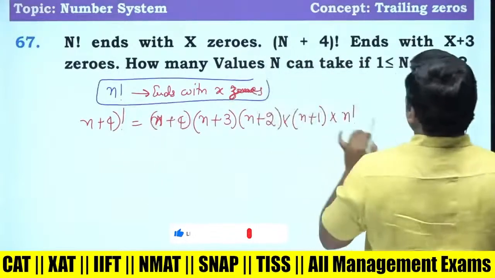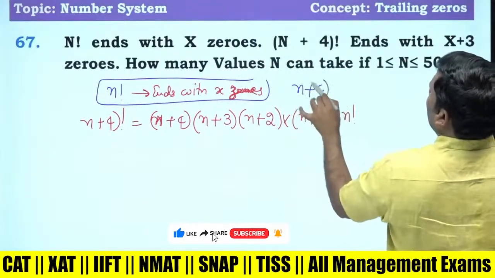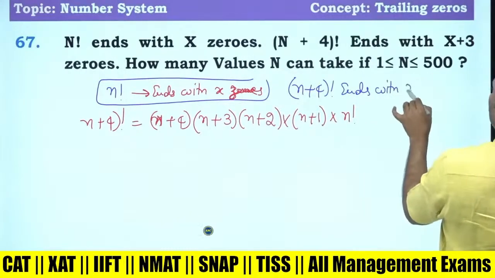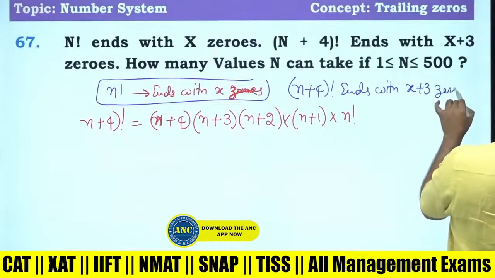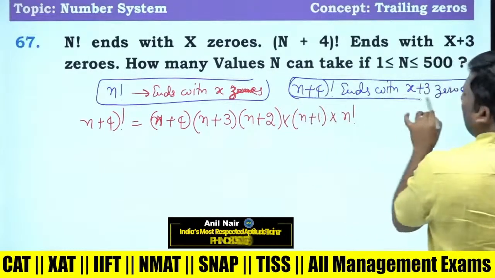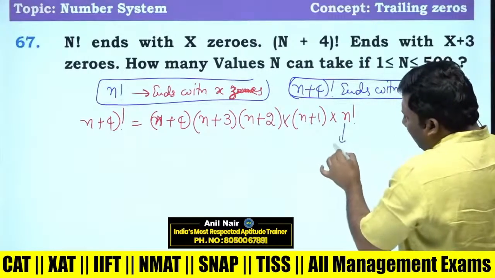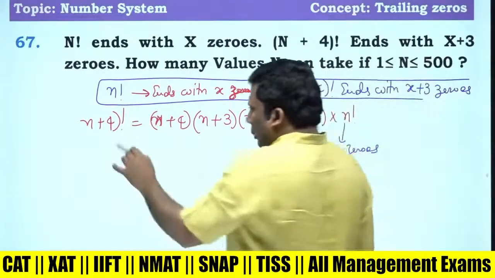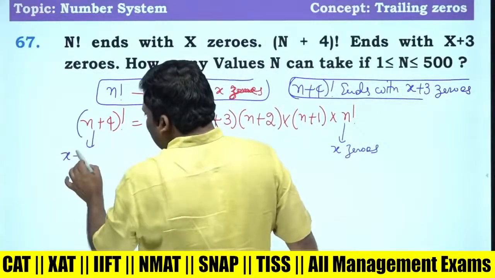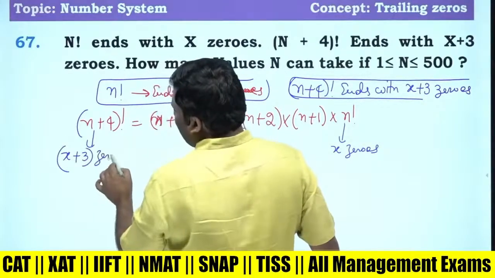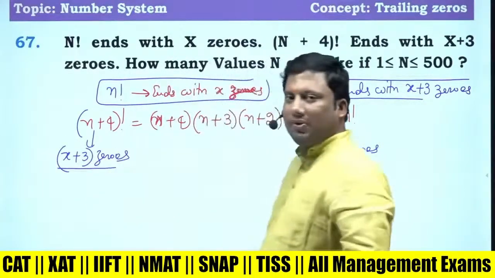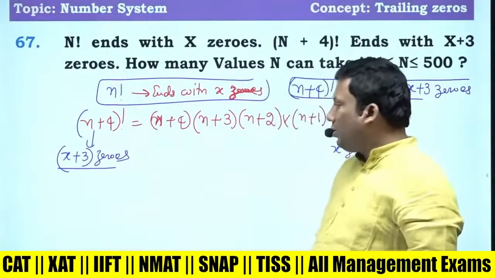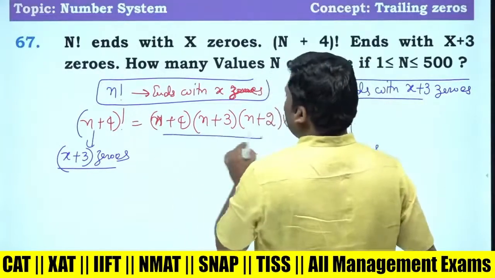Next question. N plus 4 factorial ends with x plus 3 zeros. That means n factorial is ending with x zeros, and n plus 4 factorial is ending with x plus 3 zeros. Same question, we did it 15 minutes before. What is the conclusion? That means extra 3 zeros.